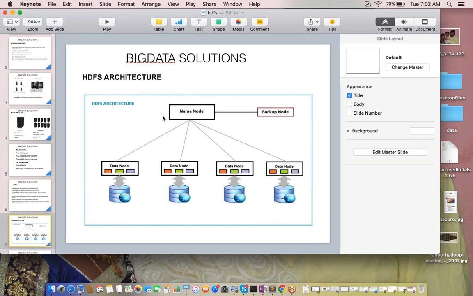Name node should be a good configured computer. I can say it's not commodity hardware. Name node should have a good configuration, because name node is a single point of failure. We'll talk about that. What is a single point of failure? Because our lead should be our lead. All those things we will cover in the coming slides.